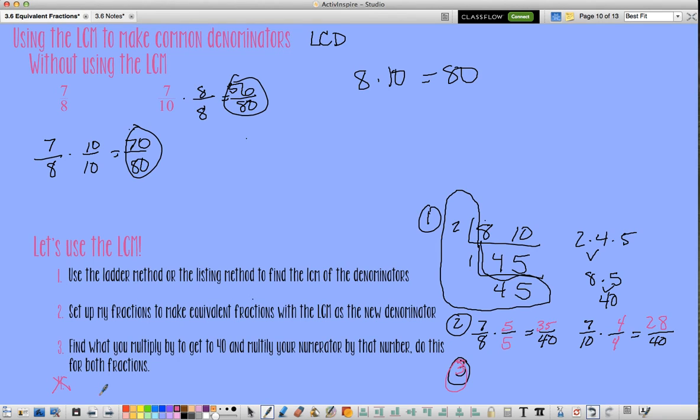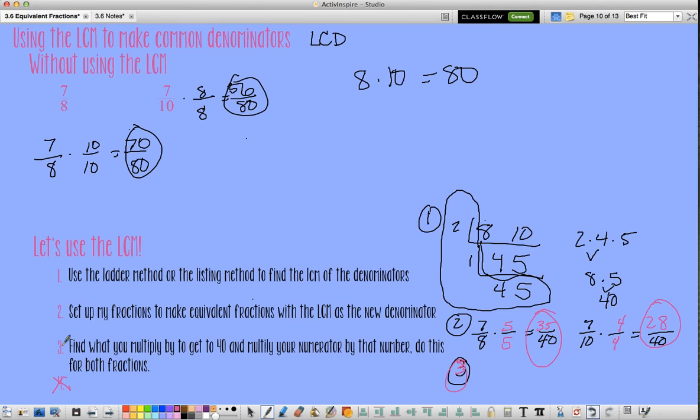Okay? So now I have like fractions. So I have 35/40 and 28/40. I've now made them into like fractions, which we are going to find is very important when we have to add and subtract. And I did so by using the LCM, so I was able to keep my fractions smaller so they're easier to work with.